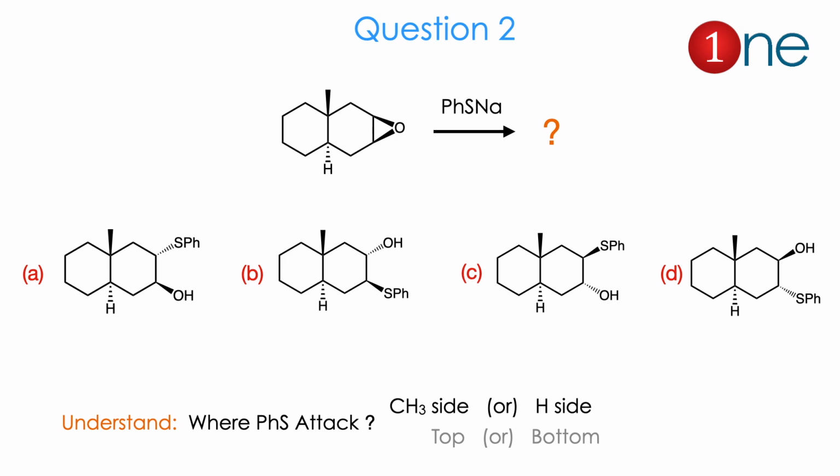The next question is given as a bicyclo compound where an epoxide is there and the reagent is the nucleophile phenyl sulfide, a kind of sulfur analog of phenol. What will happen here? Here you have to know stoichiometry is involved. You have to understand where PhS will attack, whether in the first position or second position, above or below. There are 4 possibilities: CH3 upside or downside, H top or bottom, and the carbon attacked is the first or second carbon, top side or bottom side. These are the 4 possibilities.